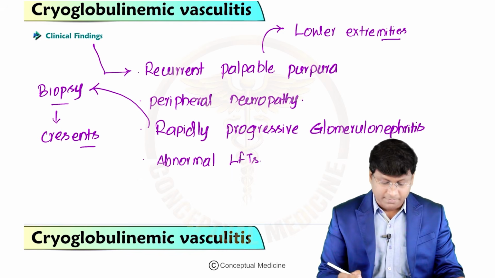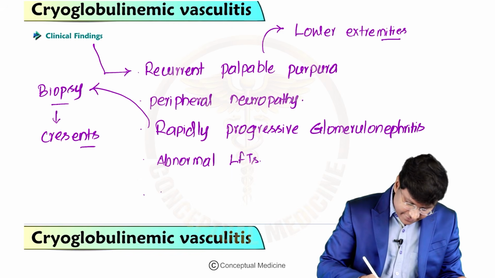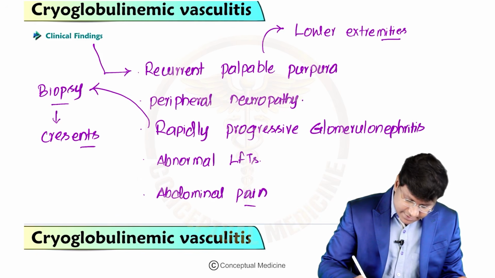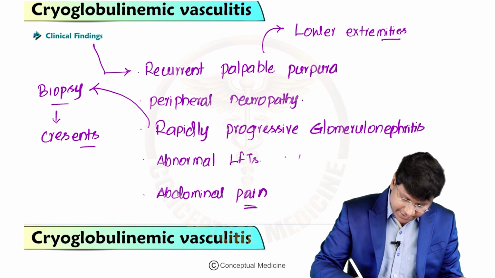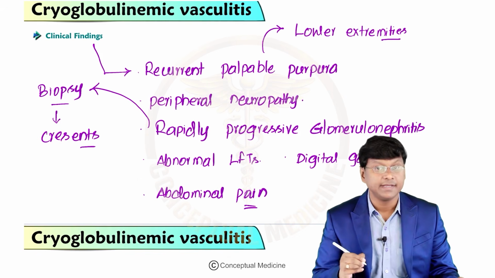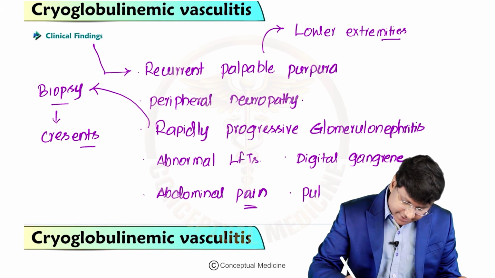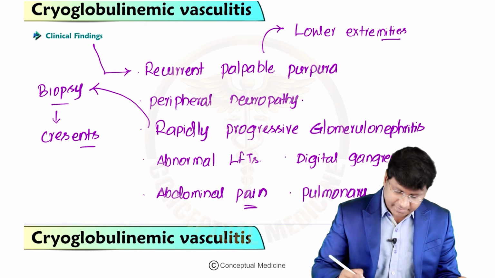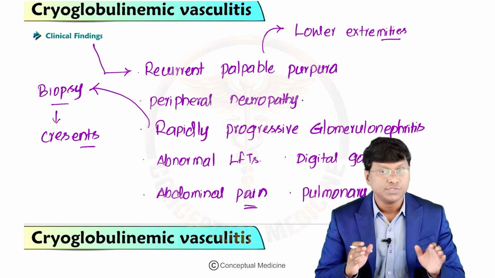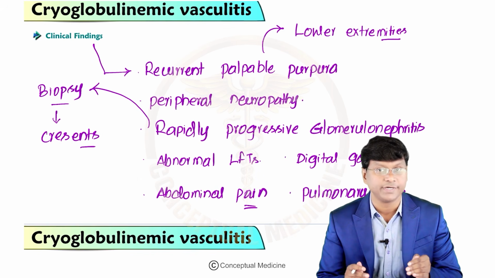There can be abnormal liver function tests, and there can even be abdominal pain, digital gangrene, and pulmonary disease may occur. So these are the clinical findings in patients with cryoglobulinemic vasculitis. So please remember this very important point.